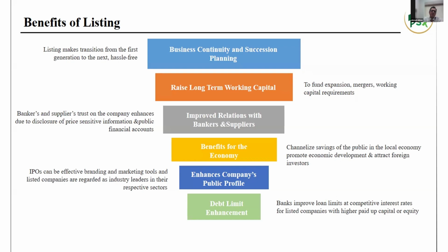And then there's debt limit enhancement. You get favorable debt limit enhancements when you're actually listed. So these are a few benefits. I can go on, but just to enumerate a few, this is what you get from a public listing.